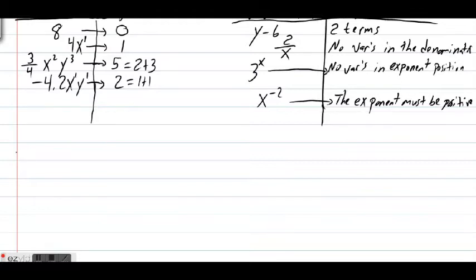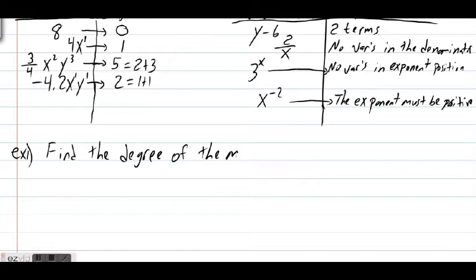Okay, so now let's do some examples. So example 1. Find the degree of the monomial. So if I gave you 2x, well, the degree, what's the exponent on x? The exponent is 1, so the degree is 1.